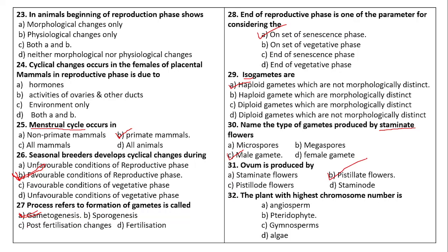The next one, 32nd. The plant with the highest number of chromosomes is: option A angiosperm, option B pteridophyte, option C gymnosperm, option D algae. Do remember here that Ophioglossum is an example of the plant having the highest number of chromosomes, which is a pteridophyte, or a fern. Option B is the right answer here.